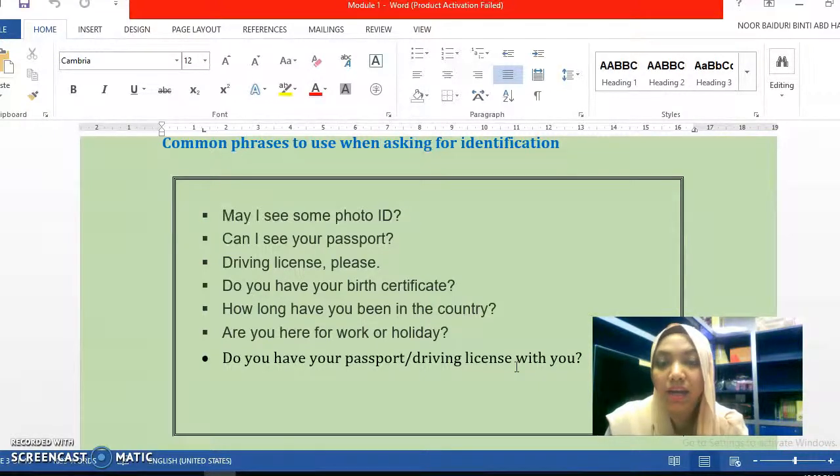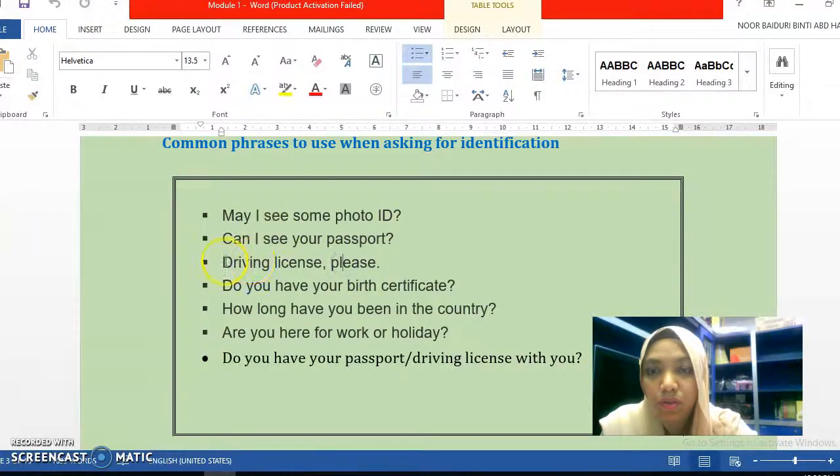And perhaps the person you are about to approach is a foreigner. Maybe he's an Arab, or he looks Japanese. So what you can ask is, "Excuse me, sir, can I see your passport?" I repeat, can I see your passport?